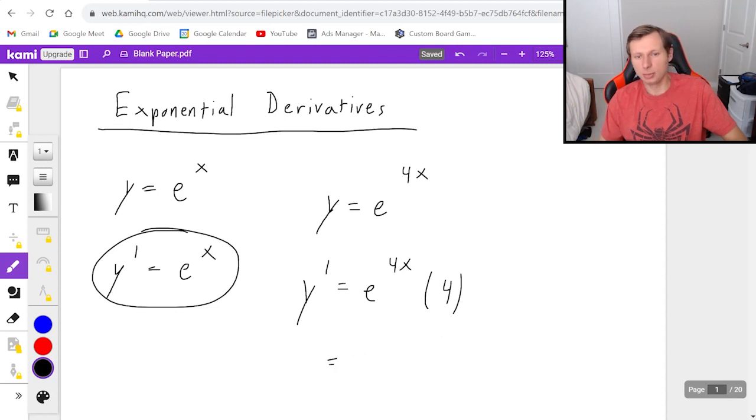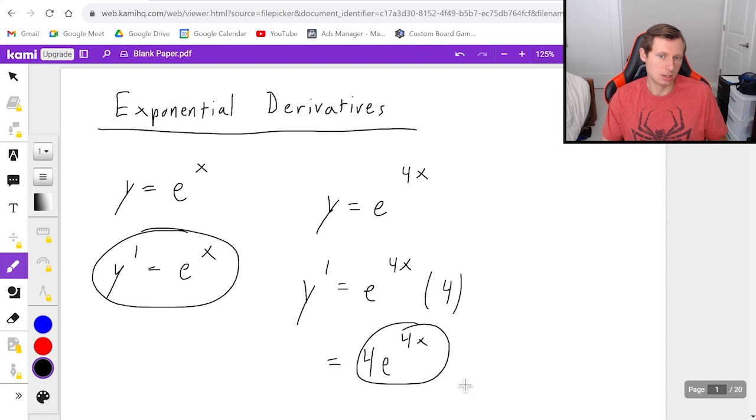And if you want to write it a little bit nicer, you can put the 4 out in front, and then maybe this is how I would write it. So just one more time, whenever you have the derivative of e to something that's not just x, it's the same thing, e to the 4x in this case, times the derivative of the exponent, which is the chain rule part.